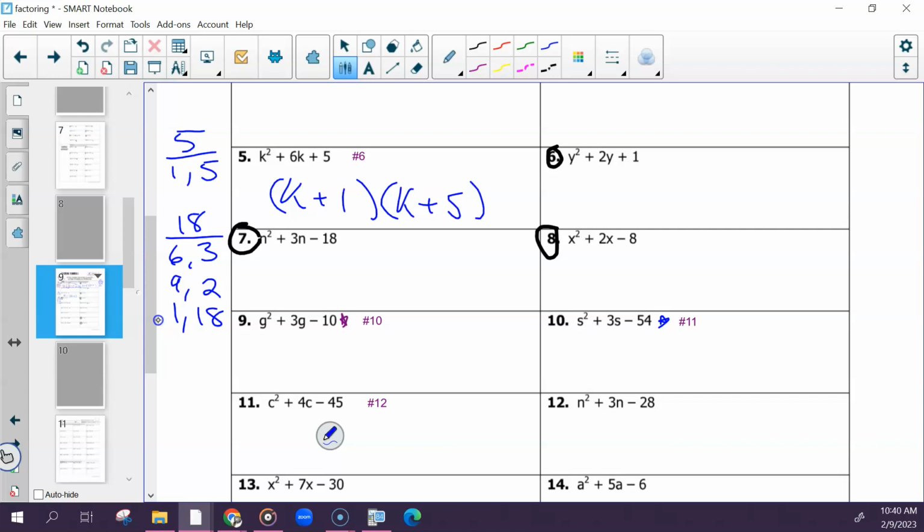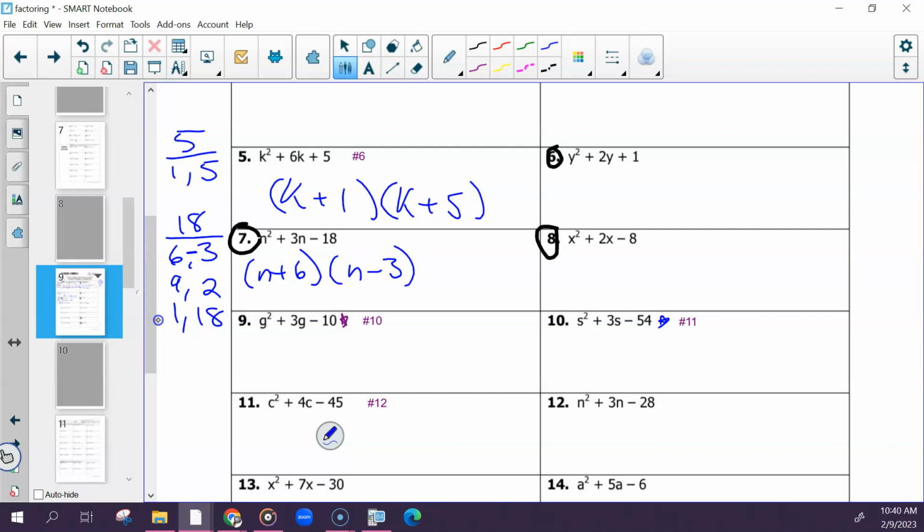If you're not sure, you can play around with all of them. So if I had negative 6 plus 3, would that give me a positive 3? No. What about if I switched it and did positive 6 minus 3? Yes, that one would. So you don't have to keep listing out all your factors if you can immediately think of what the numbers would be. But if it helps you see it, feel free to keep doing that. So then we would write this n plus 6 and n minus 3.